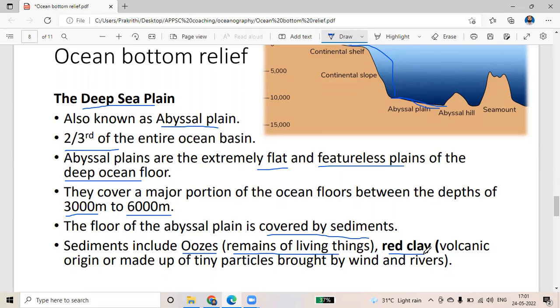Now, as we said, in the abyssal plain you can see a lot of other small features or physiographies like abyssal hills.